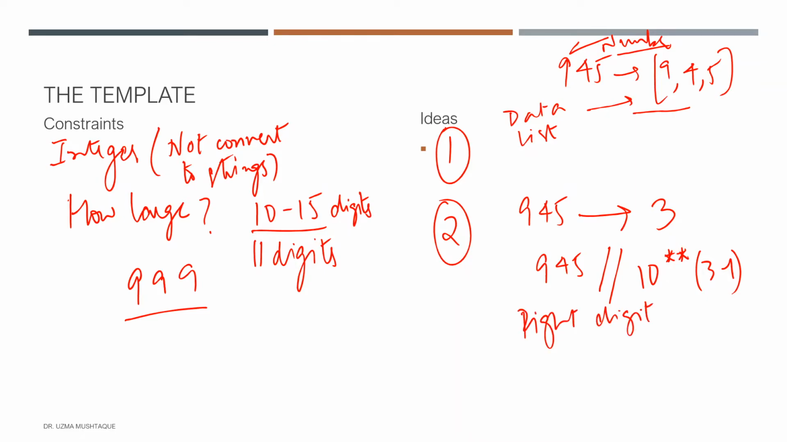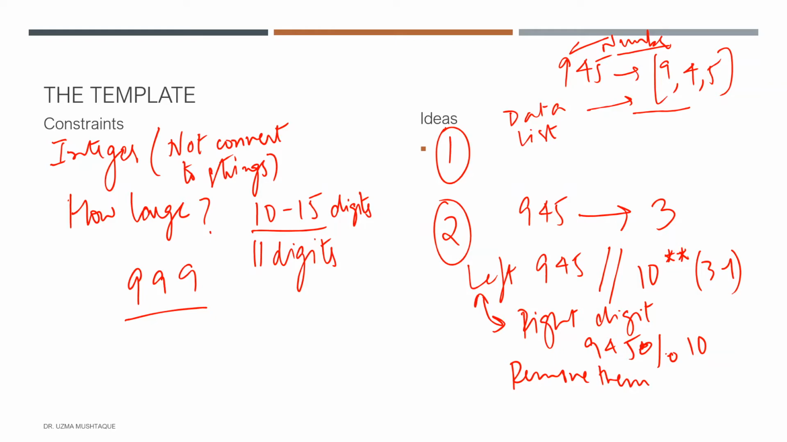And I can get the rightmost digit. That's easy. I can just divide 945 by 10 and get the remainder. So here I'll get the right digit, and then I can compare the left and the right. Go and compare these. If they are equal, go ahead and remove them from the number, and keep going. The moment you find a mismatch, return false, otherwise return true.